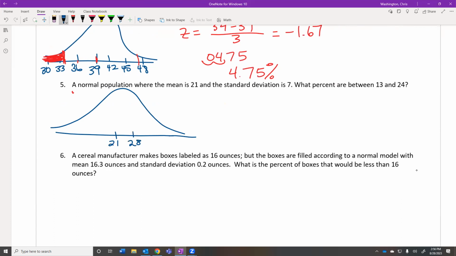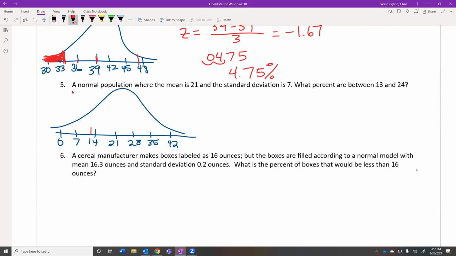21, we're gonna add 7, and we're gonna subtract 7. So we get 14, 7, and 0. So there's our bell curve, bottom labeled. We're looking for the percent that's between 13 and 24. So what percent is between 13 and 24?